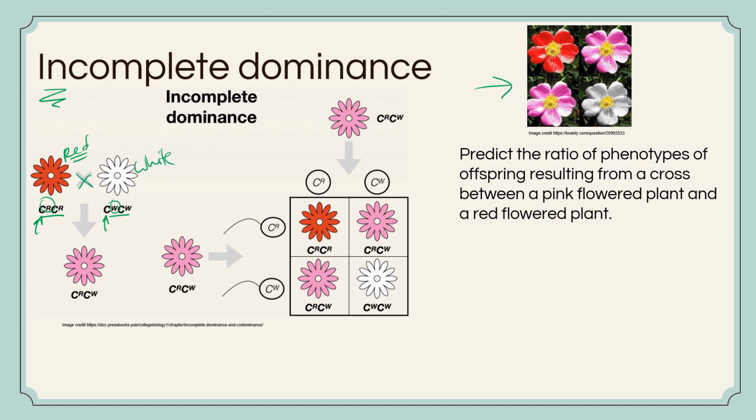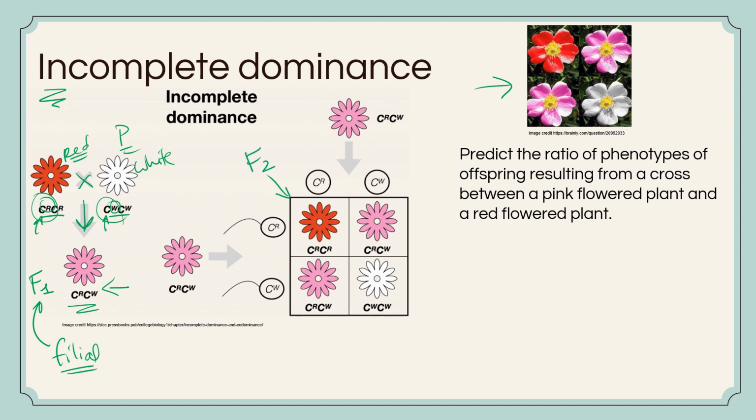When we cross these, this is my parent generation. The first generation of flowers that we get, we're going to call the filial one, or the first filial generation, F for filial, or offspring. It is going to be a little bit of C^R and a little bit of C^W, but instead of being red or white, we end up with something in between, and that's pink. If I take two of these and cross them together, now I'm going to get what we call the F2, or the second filial generation.